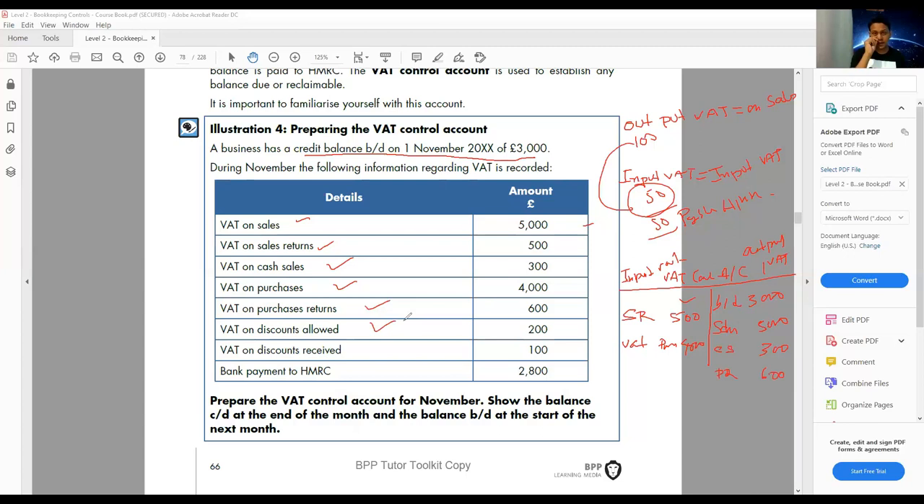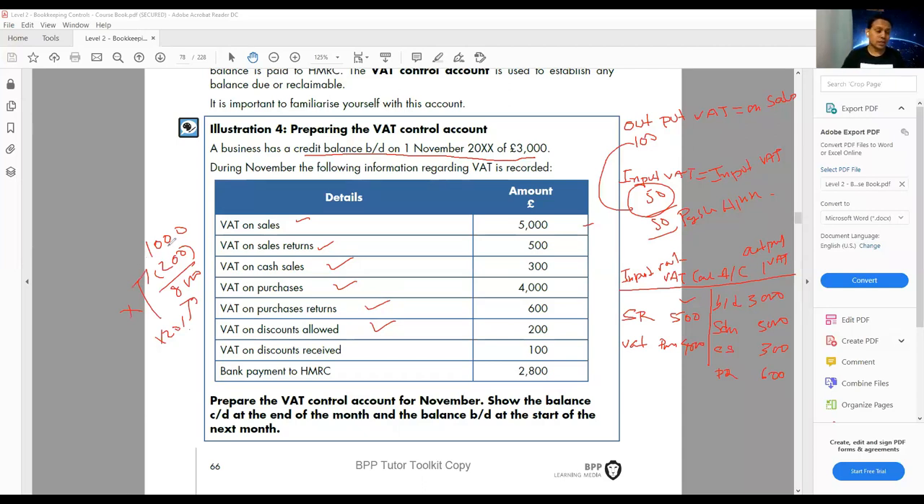Then VAT on discount allowed. If you give a discount to someone, will it increase your liability or decrease? That will decrease my liability, isn't it? Because first I give the discount, then I charge the VAT. For example, if I tell Preksha, our price is 1000 pound, but I know you are my student, so I'll give you 200 pound discount. So for you, it will be 800, not 1000. And I'm gonna charge the VAT 20% on 800, not 1000. So after the discount, I charge the VAT.